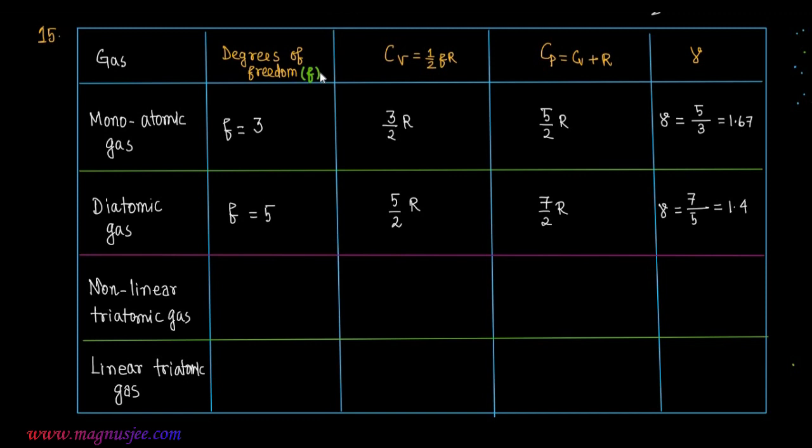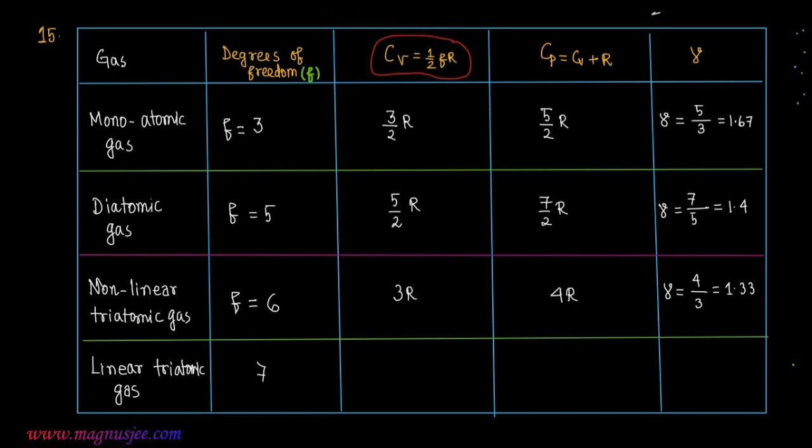And for non-linear triatomic gas, F is equal to 6, not 7. For non-linear triatomic gas, the number of degrees of freedom is 6, and the value of Cv will be 3R. The value of Cp will be equal to 4R, as Cp is equal to Cv plus R, and the value of gamma will be 4 by 3, which is 1.33. These are the values of different quantities for non-linear triatomic gas.